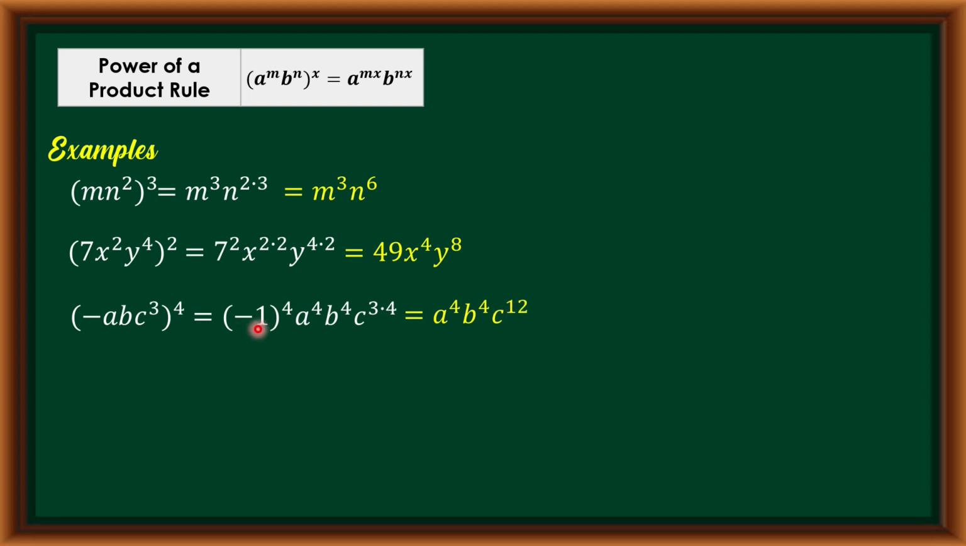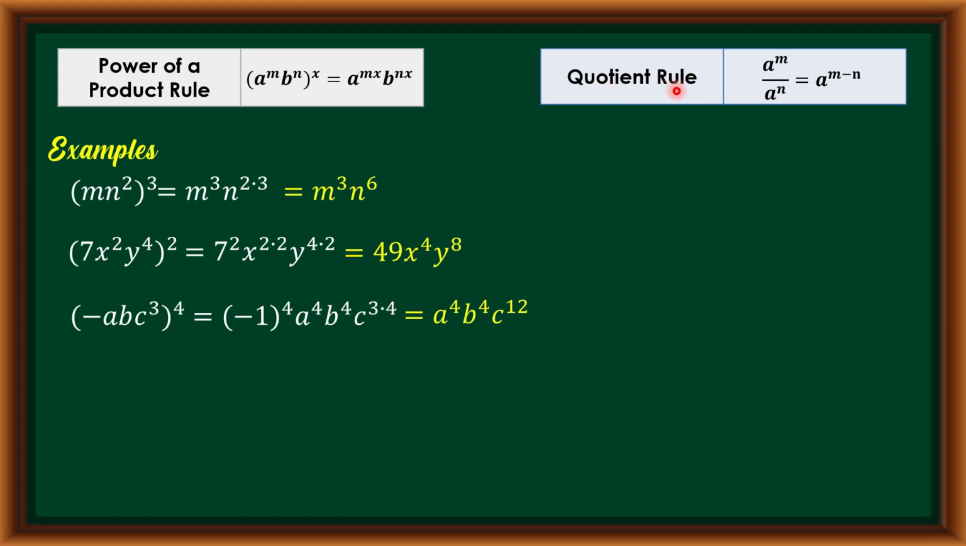Since multiplying negative 1 to itself 4 times gives us positive 1, that's why these expressions become positive. No need to write positive 1 here. So let us have our fourth law, which is the quotient rule. The quotient rule states that if a raised to m over a raised to n, then the simplest form will be a raised to m minus n. So meaning, in the quotient rule, we will simply subtract the two exponents with the same base.